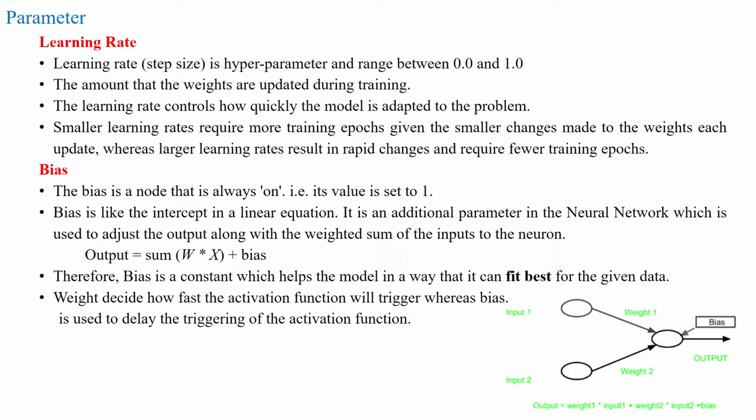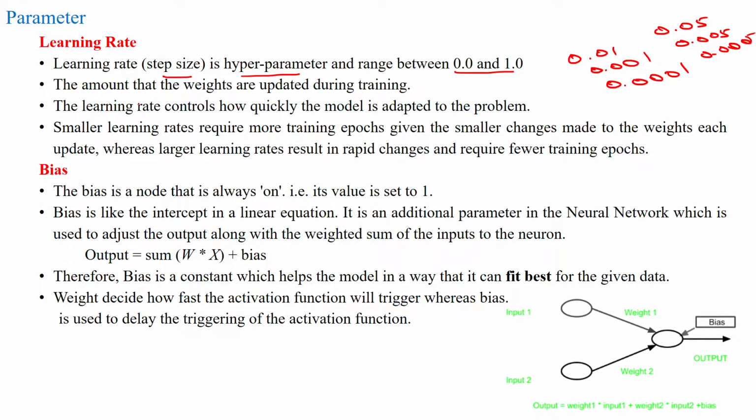Here we are having some important parameters in artificial neural network. First one is learning rate, which is deciding a step size in convergence, which is a hyperparameter and its range is from 0 to 1. Mostly we will use 0.01 or 0.001 or 0.0001, or we may use 0.05 or 0.005 or 0.0005.